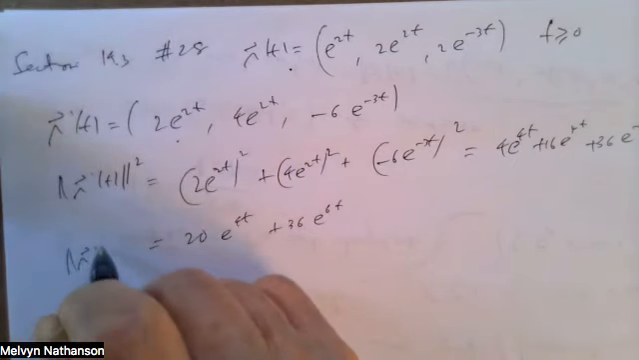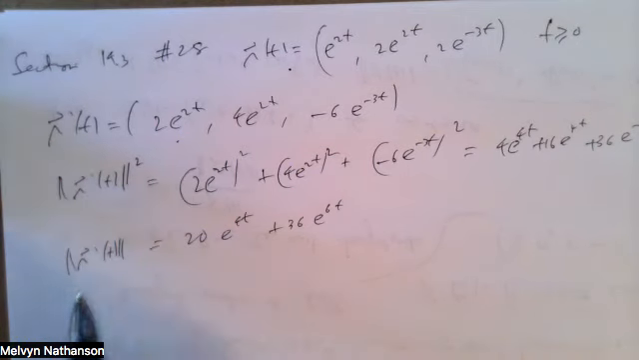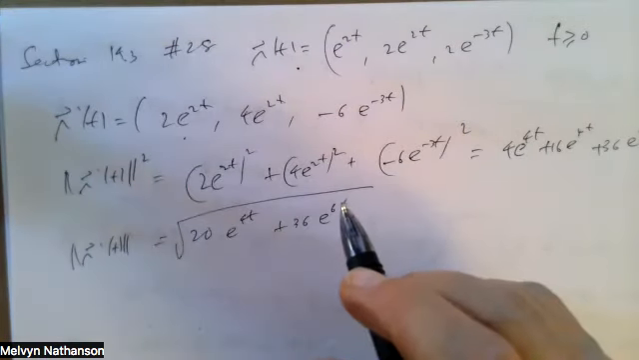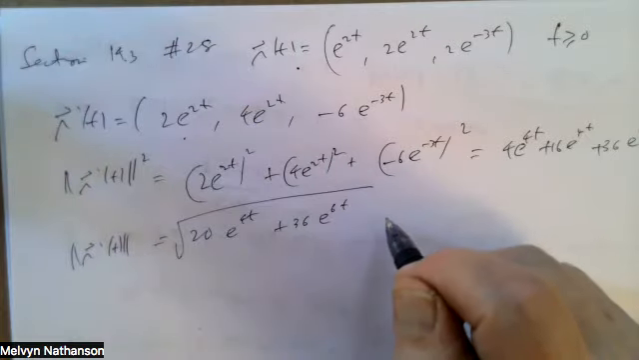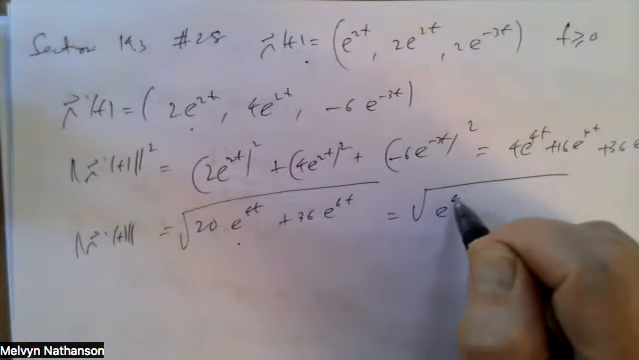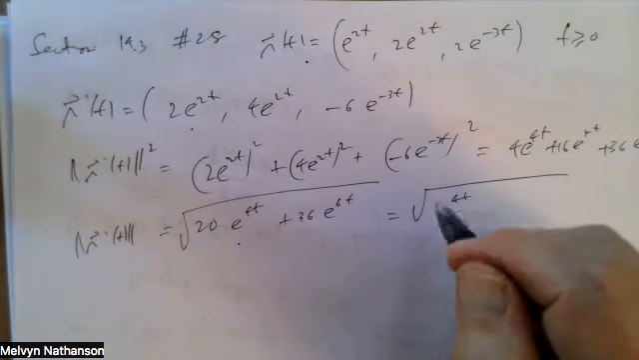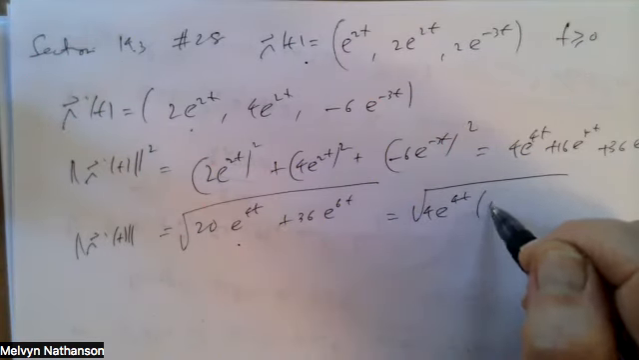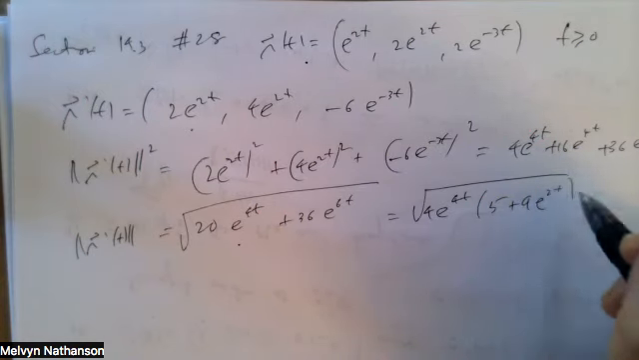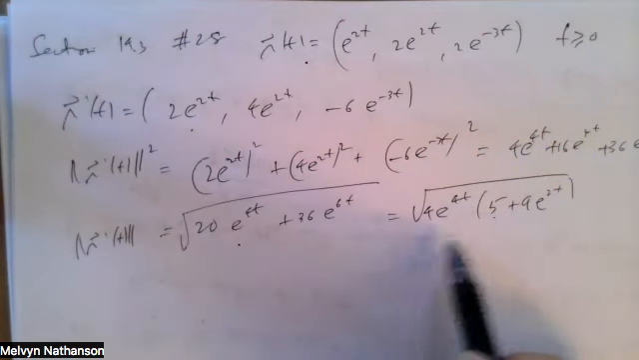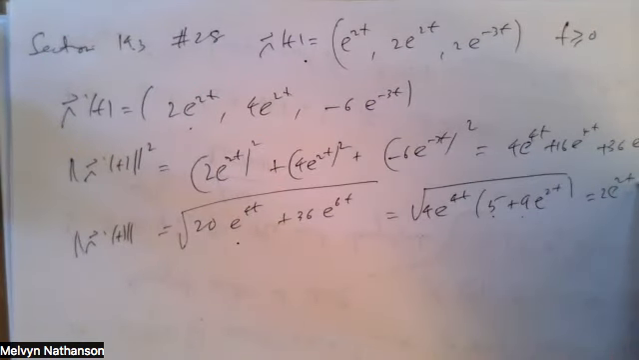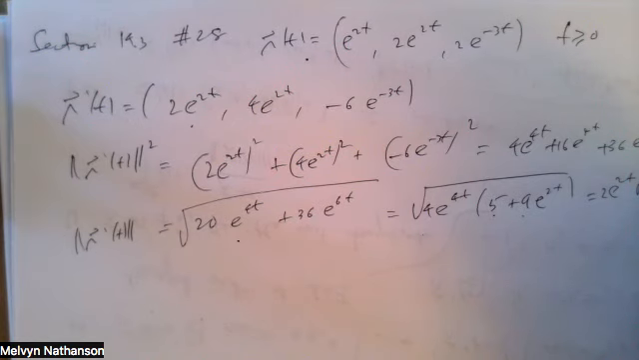So the length of the tangent vector is the square root of this. If I want, I could factor out e to the 4t. Actually, I can even factor out 4e to the 4t times 5 plus 9e to the 2t. 4 times 5 is 20, 4 times 9 is 36. So this is 2e to the 2t times the square root of 5 plus 9e to the 2t.